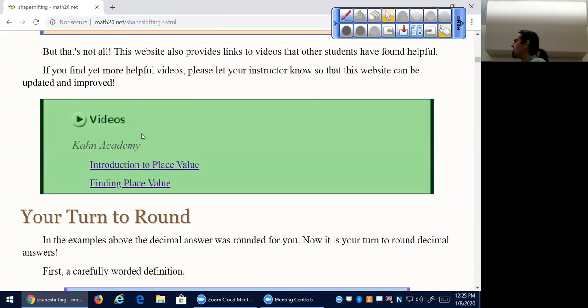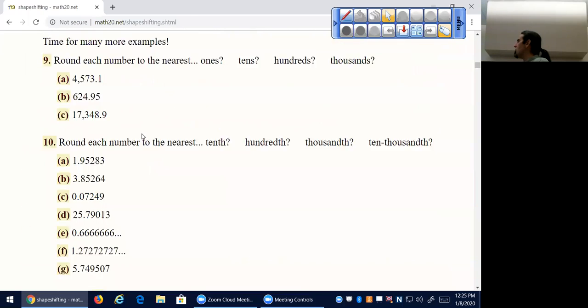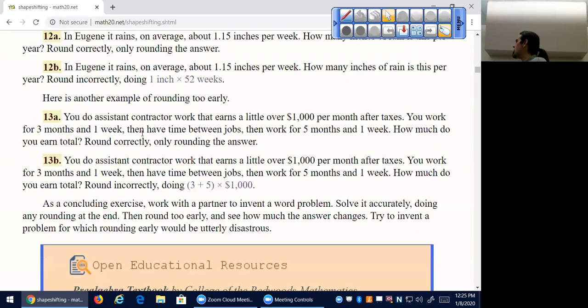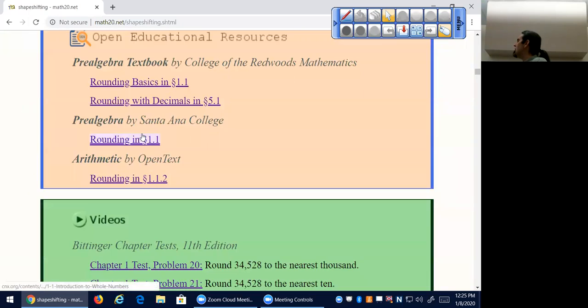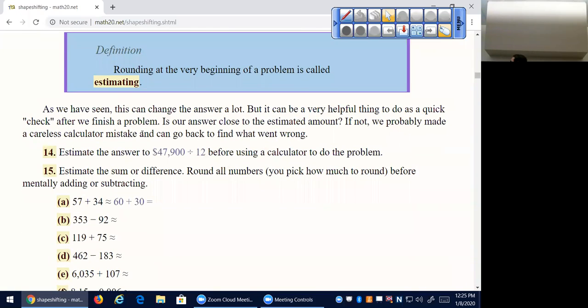And then videos, okay. Then it was your turn to round. We talked about how to do rounding. We did lots of example problems. We found where someone made a mistake in the tricky problem. There we go. And then we briefly mentioned estimating.